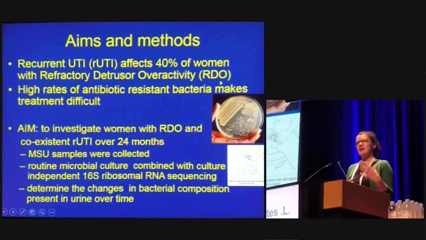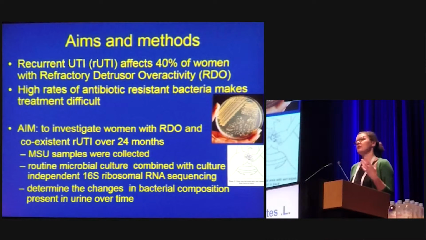So what we found is that in about 40% of women with refractory detrusor overactivity, they also have recurrent urinary tract infections. And what we found clinically is, like our previous speaker just said, as soon as you treat one with antibiotics, you test the urine again and it's a different organism that's then present in their urine. These patients start to develop antibiotic resistance, and this makes their treatment even more difficult.